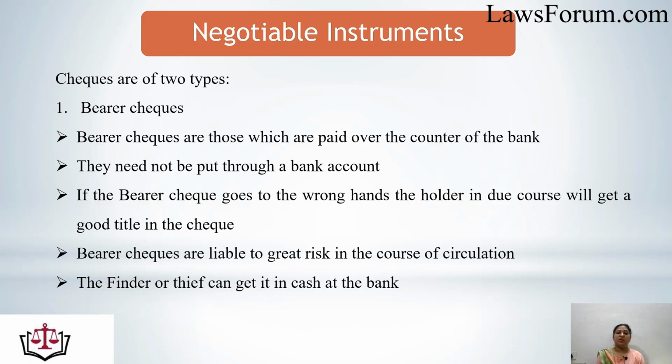Because there are chances of loss of the cheque. When the cheque is lost and goes to the wrong hands, the drawer of the cheque can suffer a loss in the form of payment to undesired parties. The finder or thief can get it in cash from the bank. That means the finder or the thief of the lost cheque can have the payment over the counter of the bank. So bearer cheques are not considered the safest form of cheque.